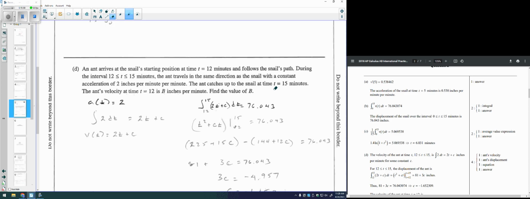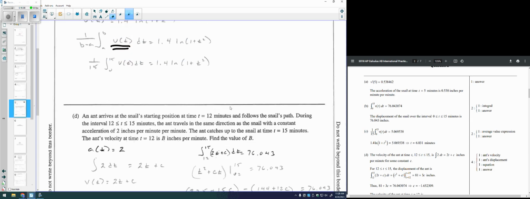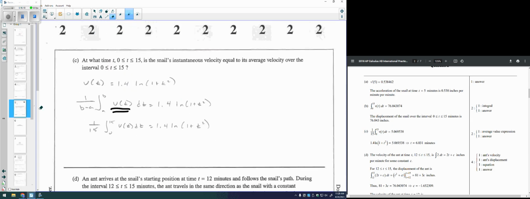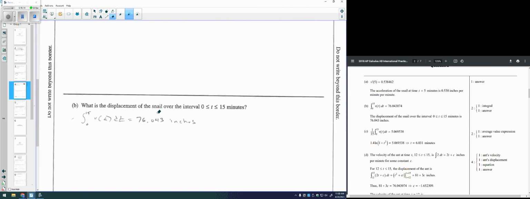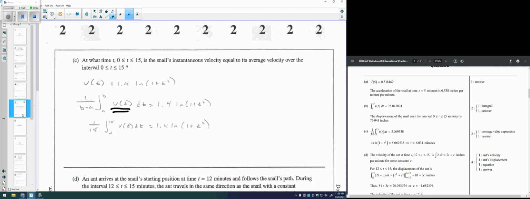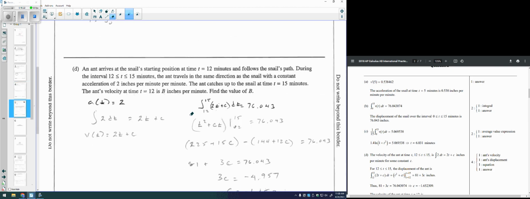One more time. In 3 minutes, from 12 to 15, the ant traveled the same distance as the snail. Well, back here somewhere, we found how far the displacement, or how far the snail traveled. He traveled, or she, 76.043. So I set the integral of the velocity equal to my 76.043.